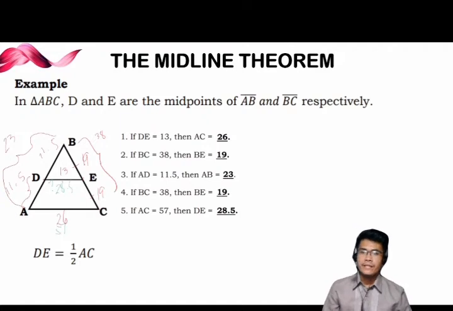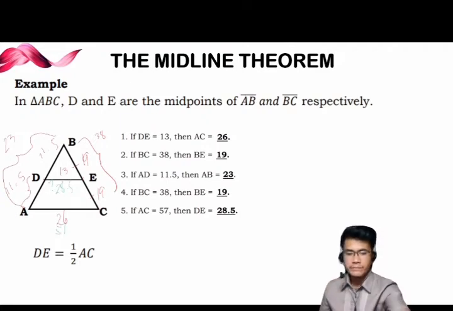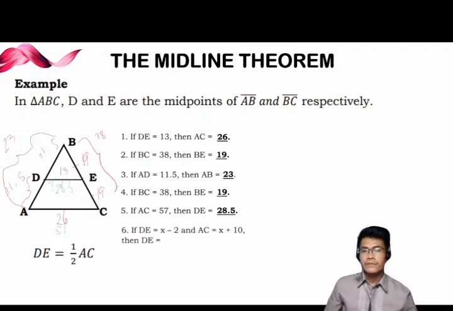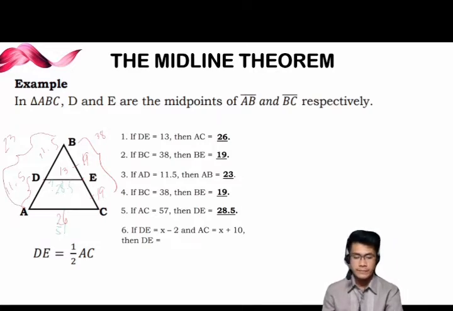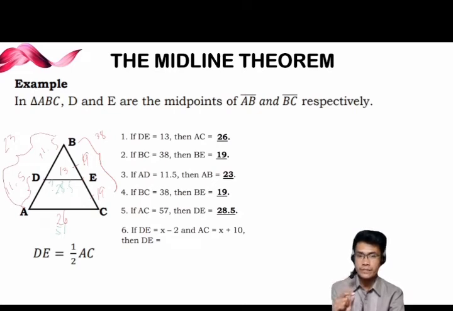Now, let's have number 6. If segment DE is equal to x minus 2 and side AC is equal to x plus 10, then what will be the measure of segment DE? Once again, the mid-segment DE is half the measure of the third side of the triangle, AC. So we have the formula.